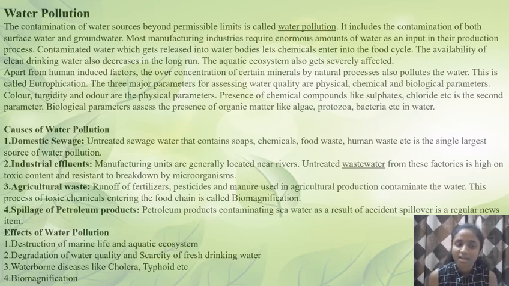The next is the agricultural waste. Runoff of fertilizers, pesticides and manure used in agriculture production contaminate the water. This process of toxic chemicals entering the food chain is called biomagnification. Next is the spillage of petroleum products. Petroleum products contaminating seawater as a result of accidental spillover is a regular news item.